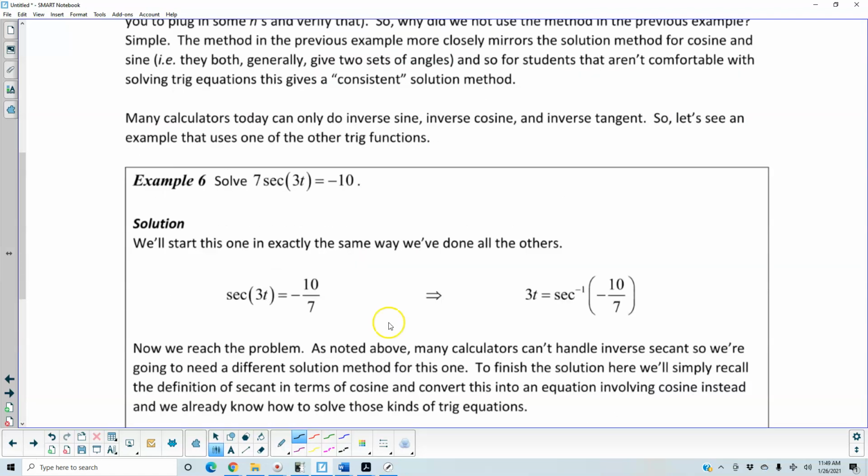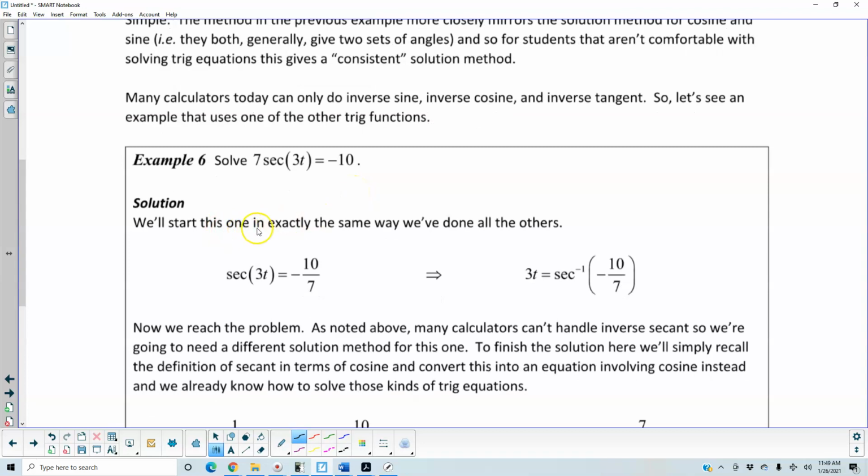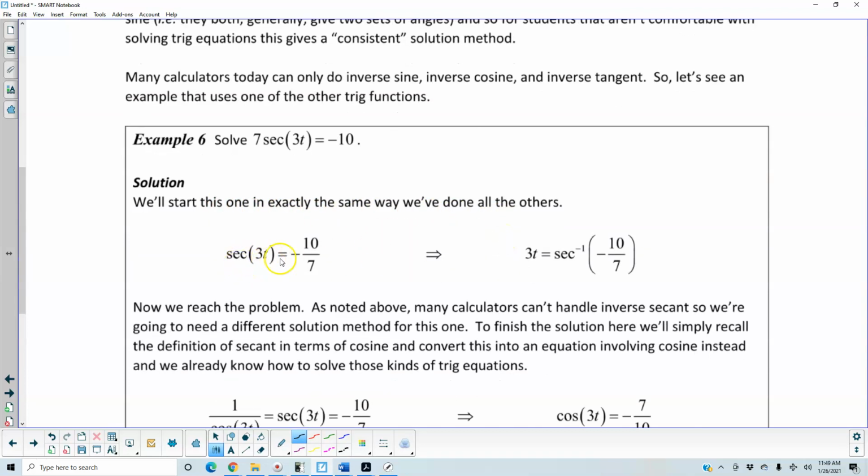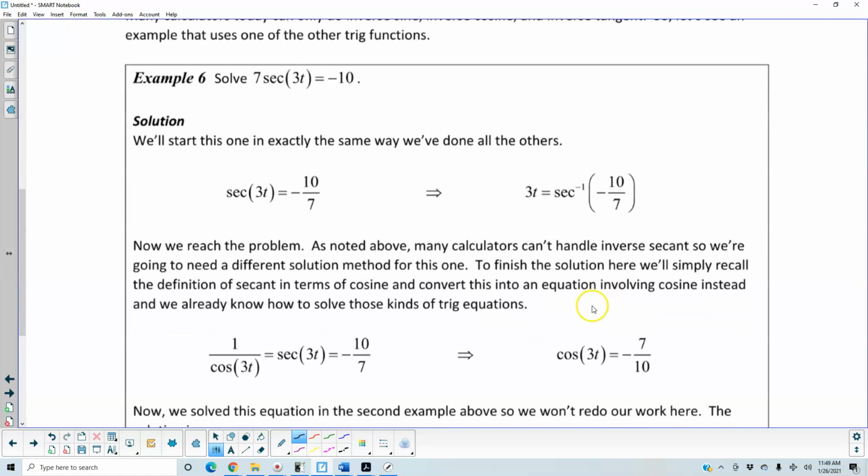Example 6. Solve 7 times the secant of 3t is equal to negative 10. We'll start this one in exactly the same way we've done all the others. Secant of 3t is equal to negative 10 over 7, which means 3t is equal to the secant inverse of negative 10 over 7. Now we reach a problem, as noted above. Many calculators can't handle inverse secant, so we're going to need a different solution method for this one.